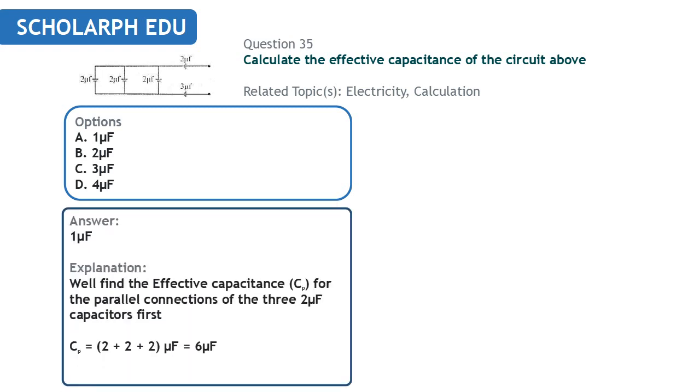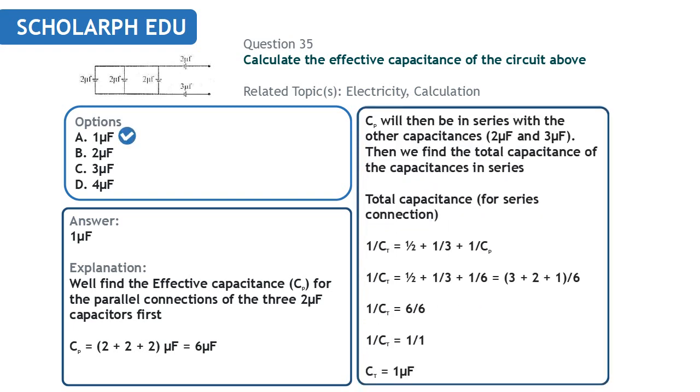Now, how do we get the effective capacitance when you have capacitors in parallel like this? We simply add up the capacitances. So the effective capacitance of these three here, let's represent that as CP, is going to be equal to the sum of each of these capacitances here, 2 plus 2 plus 2, and that is 6 microfarad. Now that means that 6 microfarad, that's the effective of this, is now going to be in series with what? 3 microfarad and 2 microfarad. Then we find the effective capacitance.